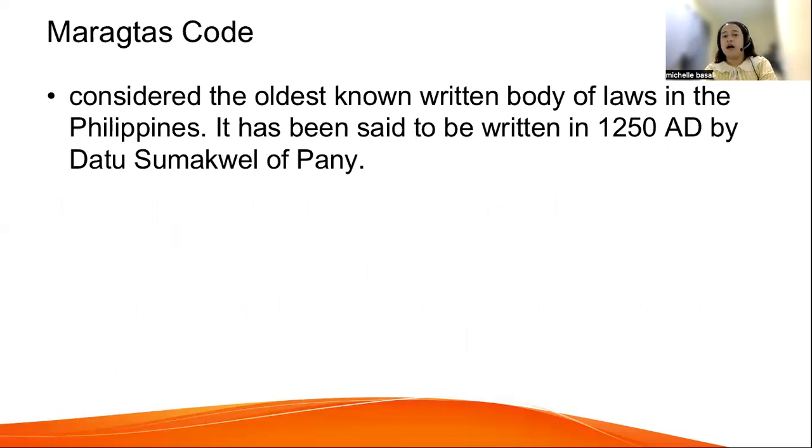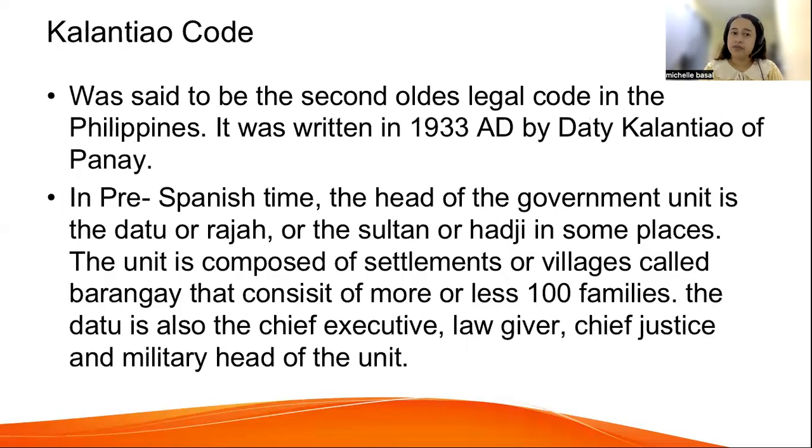So, the Maragtas Code, by the way, was considered the oldest known written body of law in the Philippines. It has been said to be written in 1250 after death, by Dato Sumakwil of Panay. The Calantiaw Code was said to be the second oldest legal code in the Philippines. It was written in 1433 after death by Dato Calantiaw of Panay.